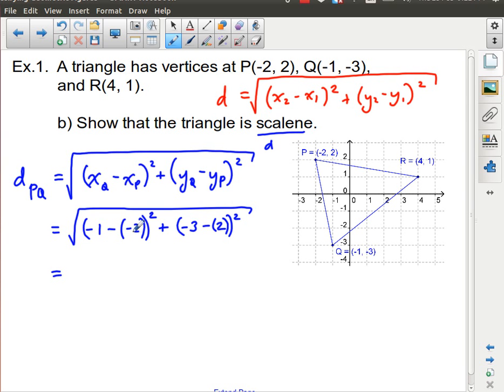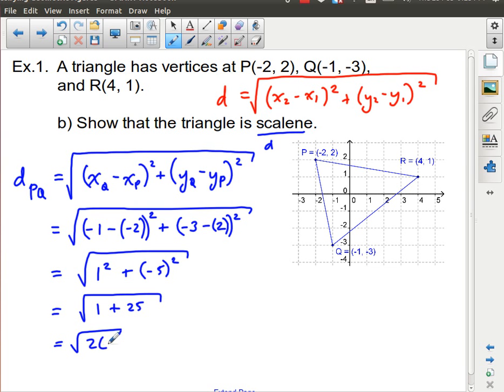-1 minus -2 is the same as -1 plus 2. -1 plus 2 is just 1 squared. Plus -3 minus 2 is -5 squared, square root. 1 squared is simply equal to 1. -5 squared is equal to +25 square rooted, and that is equal to the square root of 26. And I'm not going to round this, I'm just going to leave this as is. This is an exact value, and this is good for comparing things.